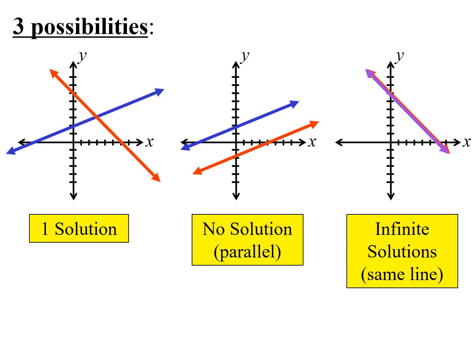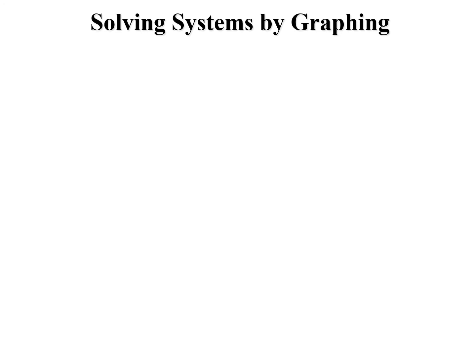Now, one of the misconceptions is that it's two separate lines laying on top of each other. A line has no thickness. If something has no thickness, that means it cannot lie on top of another thing. So when we look at infinitely many solutions, it's just two different representations for the same line, which means the same set of points. So let's go ahead and explore solving systems of equations by graphing.